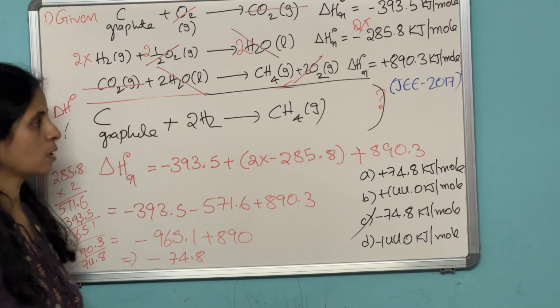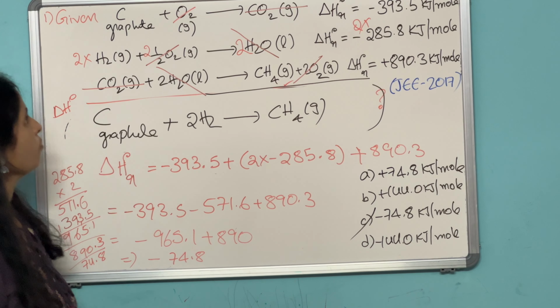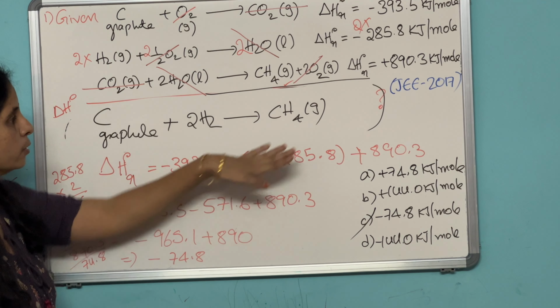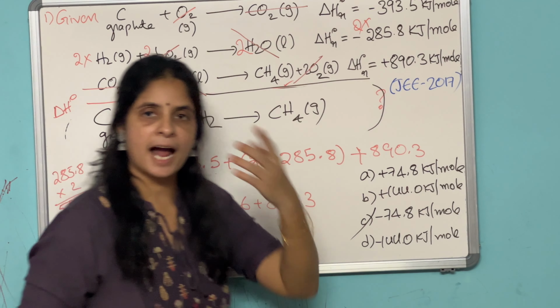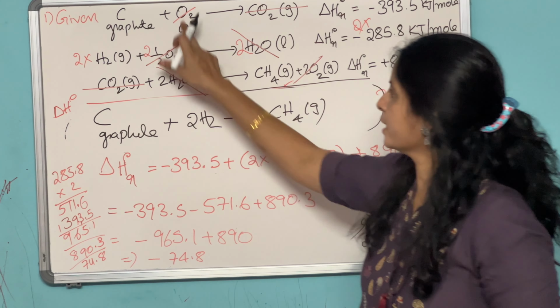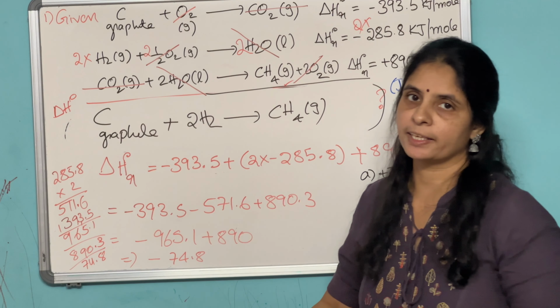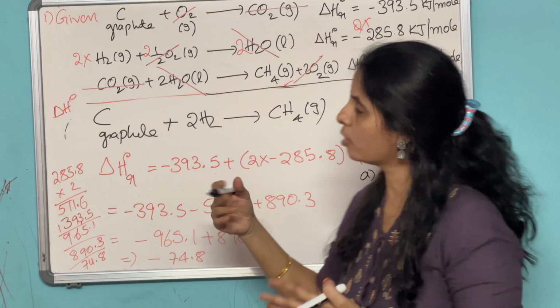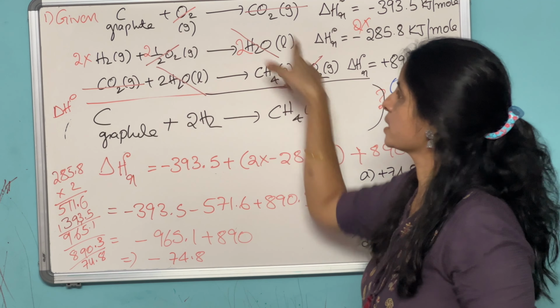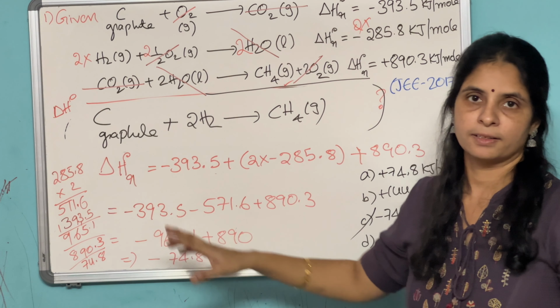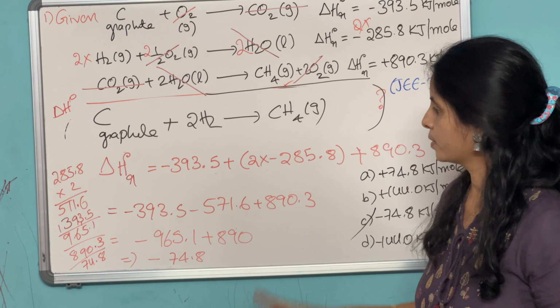Clear? We'll solve two more questions. Here first you have to identify the required equation by adding the given equations, or by subtracting the given equations, or by dividing or multiplying with numbers. You have to get the required equation by using these equations. That's it. You will get your answer. Okay.